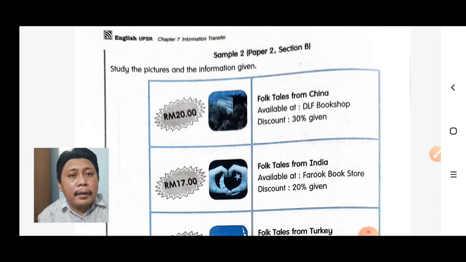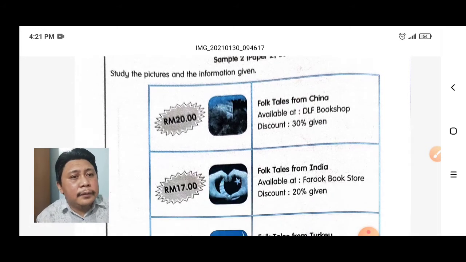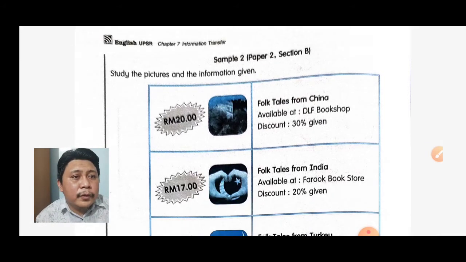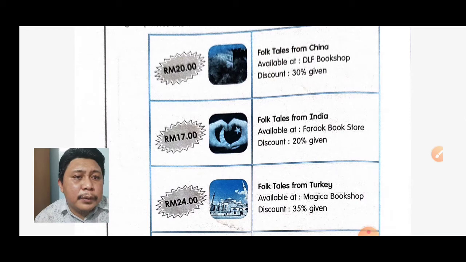For this one, study the picture and the information given. Just look here. The first one, folktales from China, available at DLF bookshop. Discount 30% given. So it is 20 ringgit. Picture number 2. What's that?